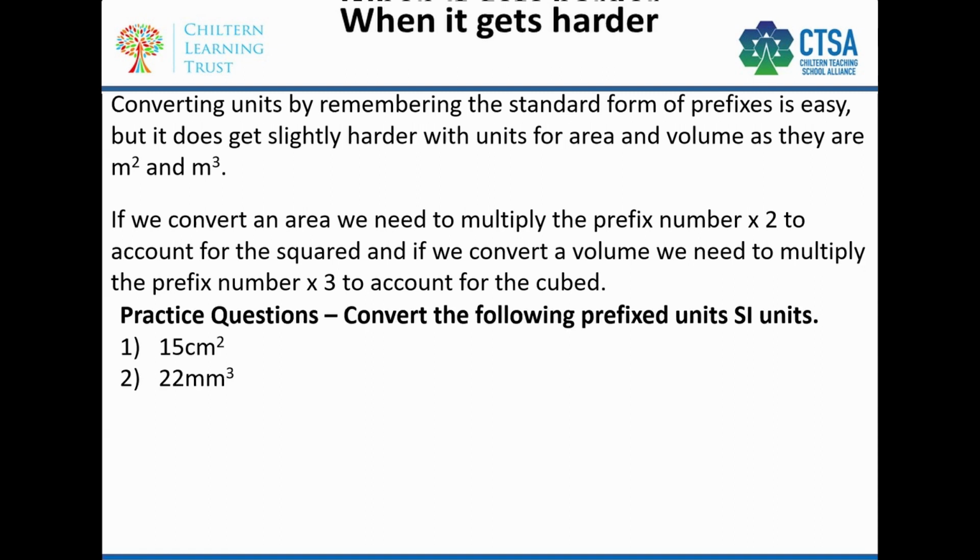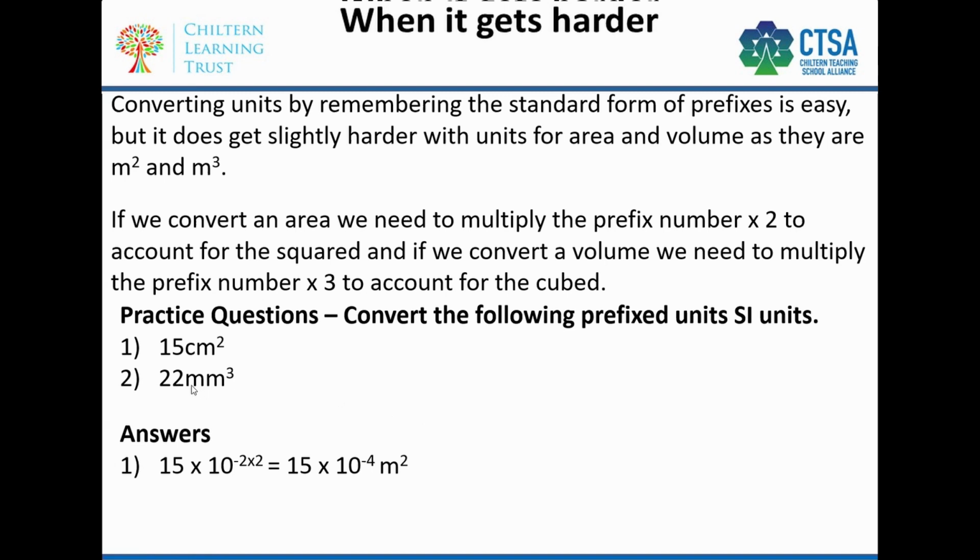So if we're looking at this, we've got 15 centimeters squared and 22 millimeters cubed. We need to convert both of those to meters squared. So in this case, we've got 15 centimeters. Well, we know that the centi stands for times 10 to the minus 2. So actually what we're going to do is replace it by times 10 to the minus 2 times 2 because of the squared. So you can see that we've written 15 times 10 to the minus 2 times 2, and that can simplify to 15 times 10 to the minus 4 meters squared.